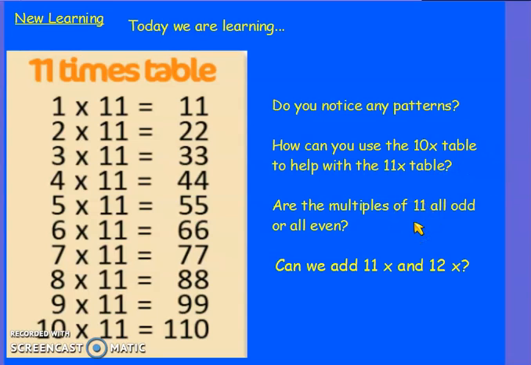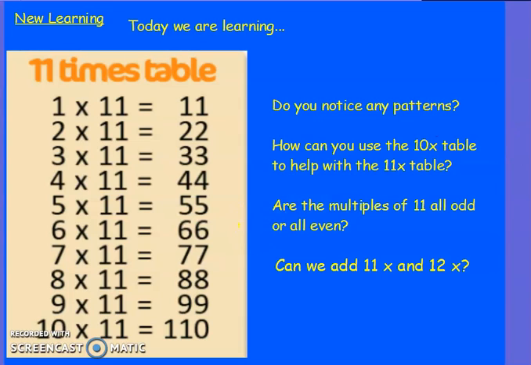Are all multiples of 11 odd, or are they all even? Let's have a look. 11, 22, 33. Oh, I've spotted some odd numbers, like 11, 33, 55, and some even numbers, 22 and 44. So every alternate number is odd, and the other number is even. That's a really good pattern to remember when we're memorising our 11 times table.